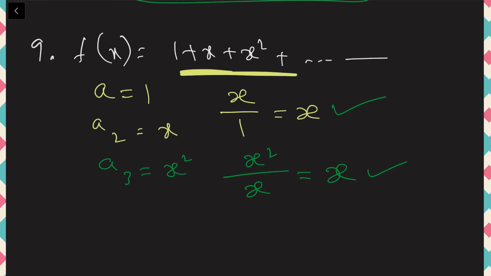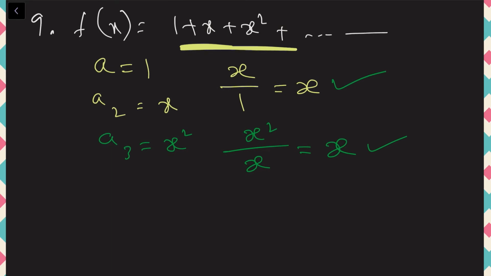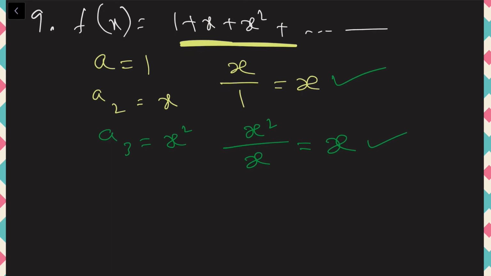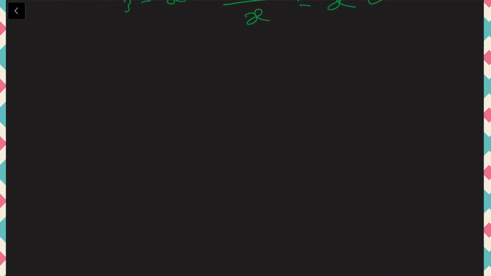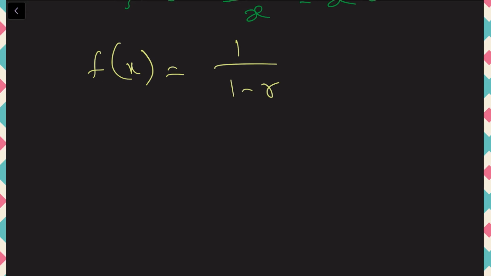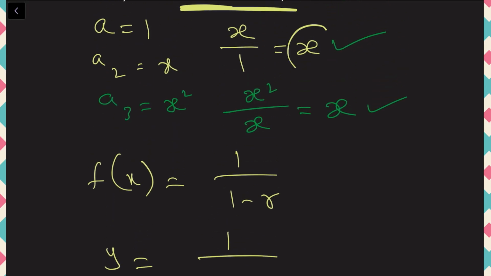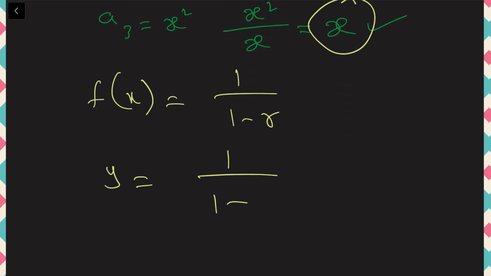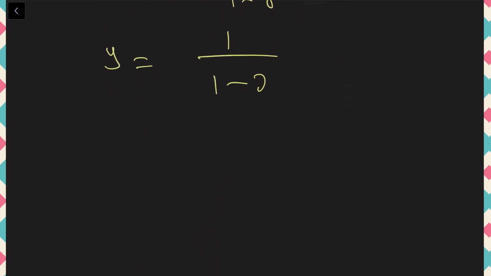So, sum of the terms of a GP formula is 1 by 1 minus r. f of x is equals to 1 by 1 minus r. So, f of x we will replace with y as usual. y is equals to 1 by 1 minus, then what is r here? r is nothing but the common ratio which we got here, that is x. So, the given function is 1 by 1 minus x.